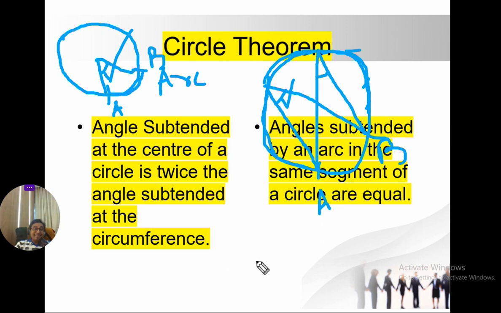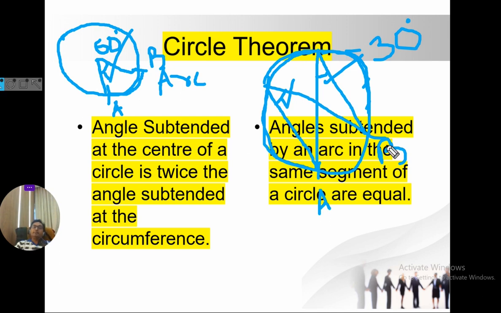As per the theorem, the angle subtended at the center is twice the angle subtended at the circumference. That means if this angle at the center is 60 degrees, then this one will be 30 degrees. Up to this is clear? And vice versa, if the angle at the circumference is 30 degrees, then at the center it will be 60 degrees, double of it. Just the inverse. This is about the first part.